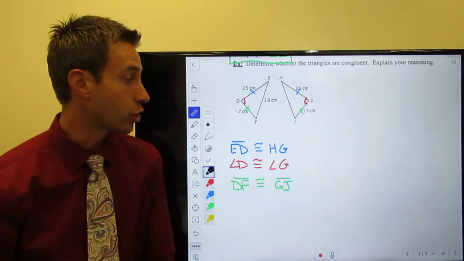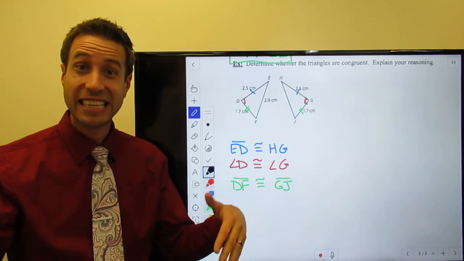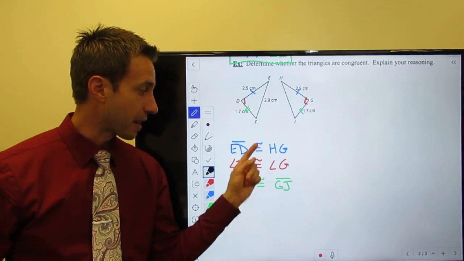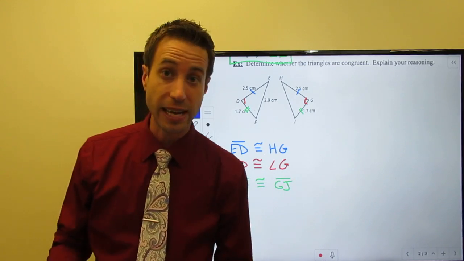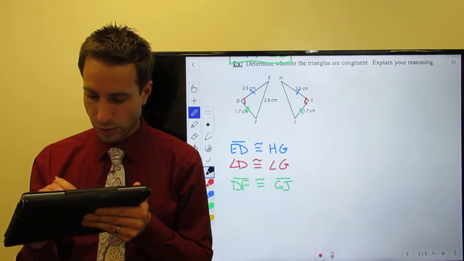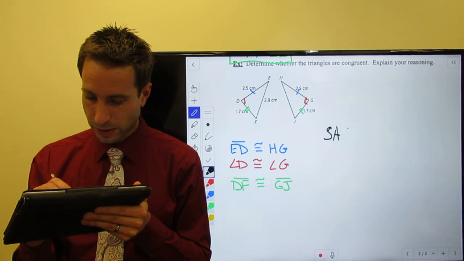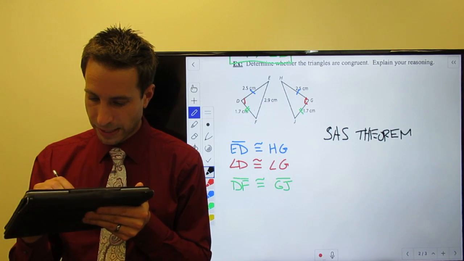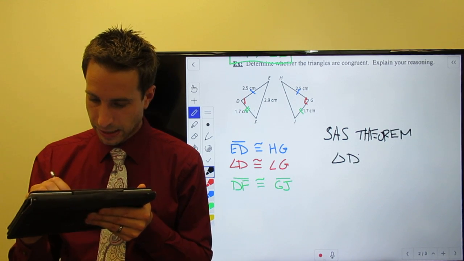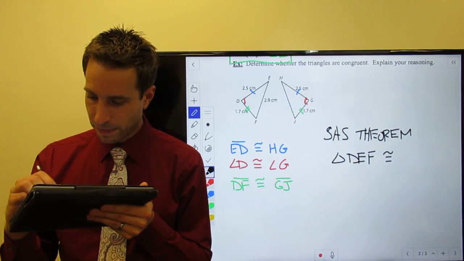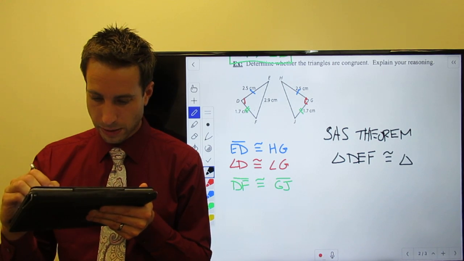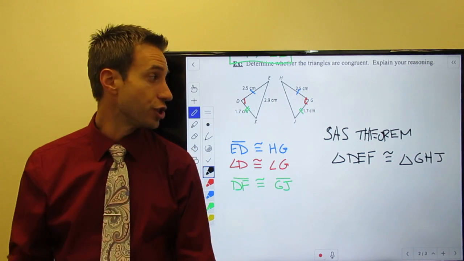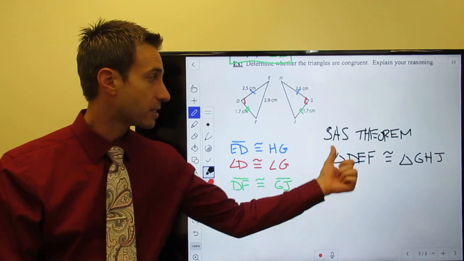And that, guys, that's good enough. Side, angle, side. That's all I have to do. If I can prove those three things, side, angle, side, two sides and the included angle, if I can prove that those guys are congruent, the side, angle, side theorem tells me the triangles are congruent. So side, angle, side theorem tells me that triangle DEF must be congruent to triangle GHJ. Right? Side angle side theorem.